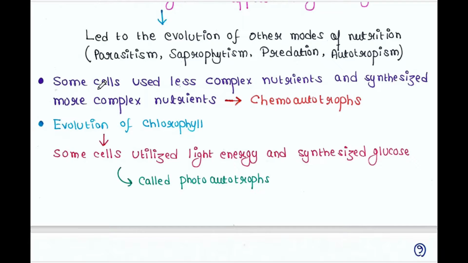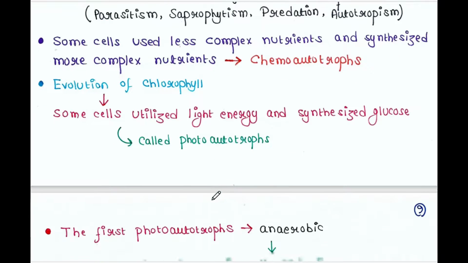So some cells used less complex nutrients and synthesized more complex nutrients. Those were called chemoautotrophs. Then chlorophyll came. So the evolution of chlorophyll occurred. Some cells utilized light energy. These cells actually had chlorophylls and they utilized light energy and synthesized glucose. These cells were called photoautotrophs.